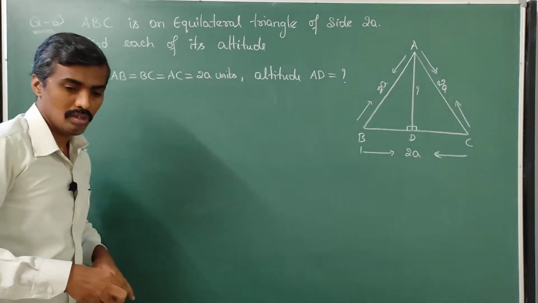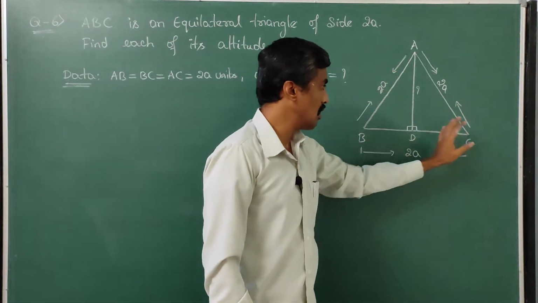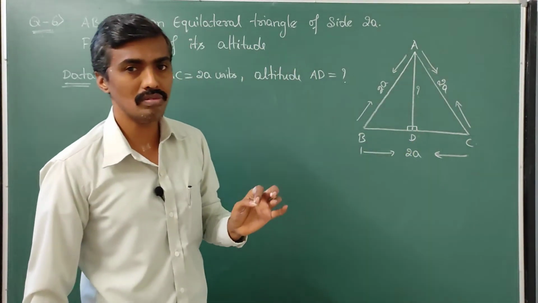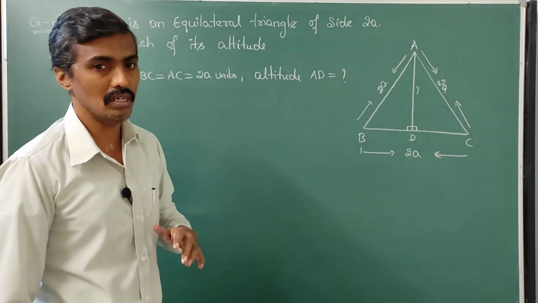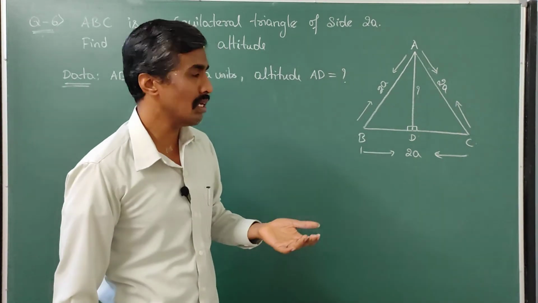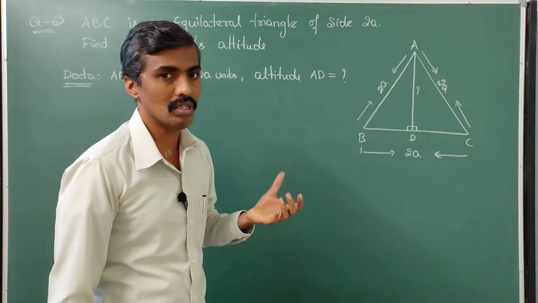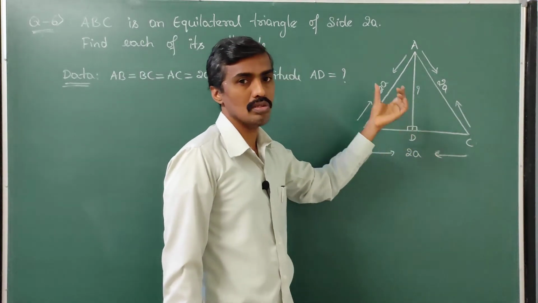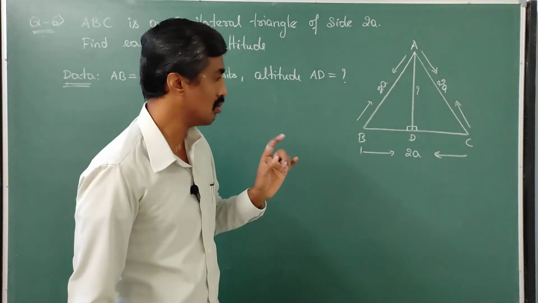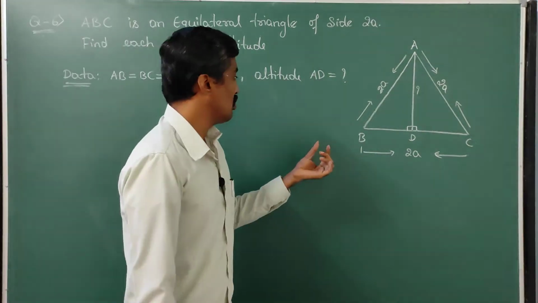So one important property we have to recall. In an equilateral triangle, the altitude bisects the base. It is one of the important properties that we have studied in the previous classes. In the 8th and 9th standard, we have learnt the property of the altitude in the isosceles triangle as well as in the equilateral triangle. So the nature of the altitude in the equilateral triangle is it bisects the base, so that BD length and DC length are equal.